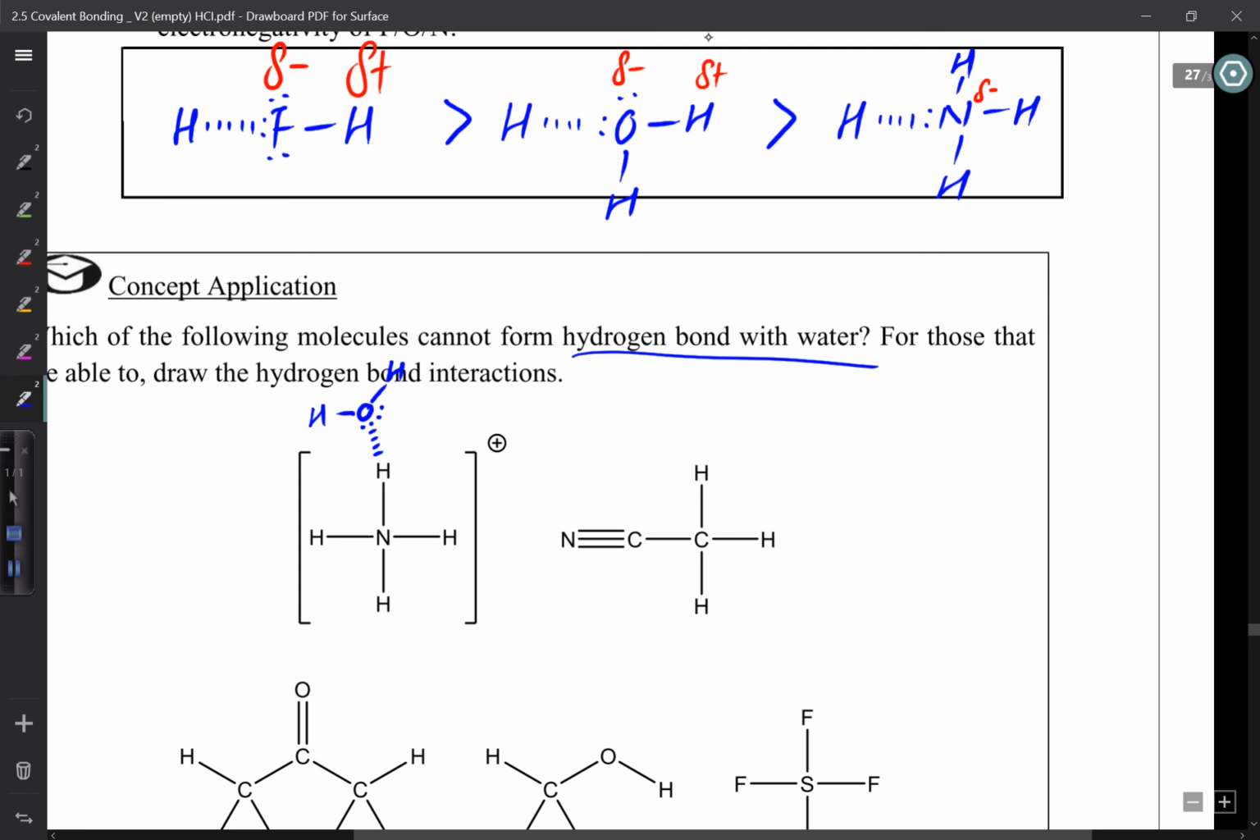And when you are drawing a hydrogen bond, take note, all of these you must include. You must have a delta minus, you must have a delta plus, and you must label that this is a hydrogen bond. And you have to draw the dotted interaction, as well as the lone pair. If you miss out any of these, 0 marks.